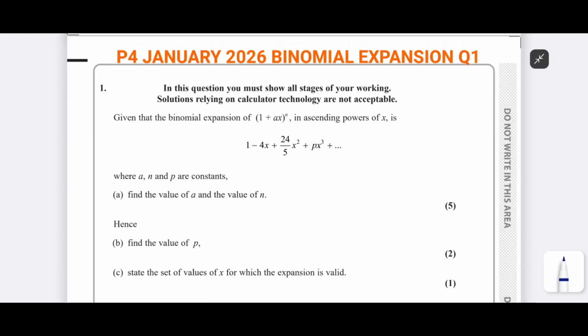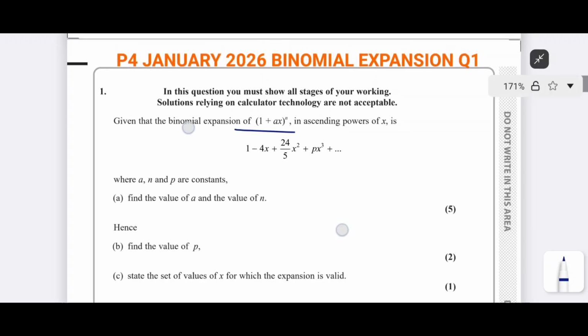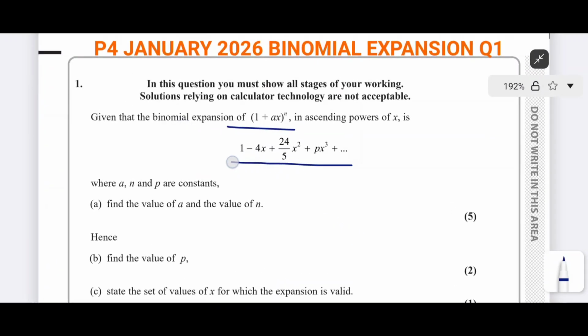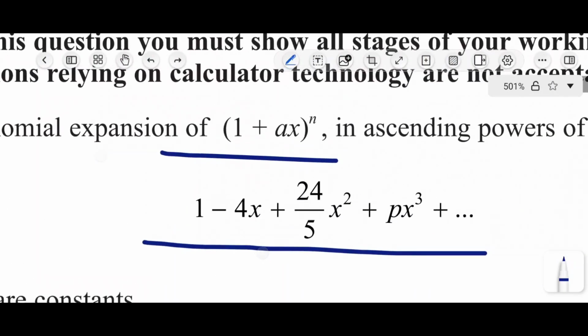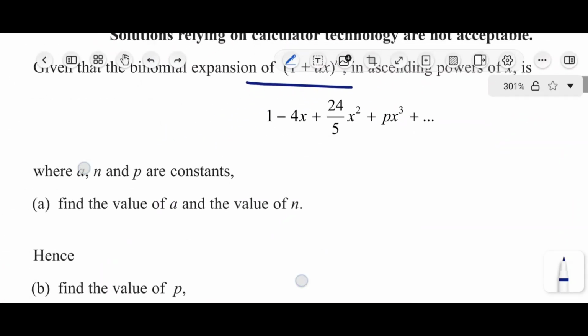Here it is written: given that the binomial expansion of (1 + ax)^n in ascending powers of x is 1 - 4x + 24/5 x² + px³, where a and p are constants. Find the value of a and the value of n, 5 marks. So they told us to find the value of a and the value of n. So how to do it?